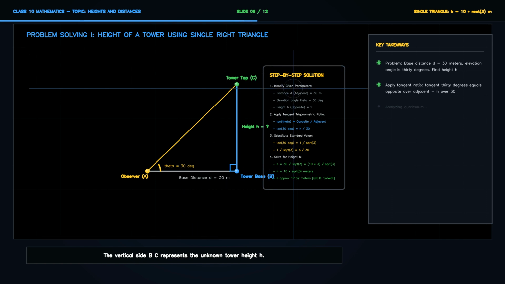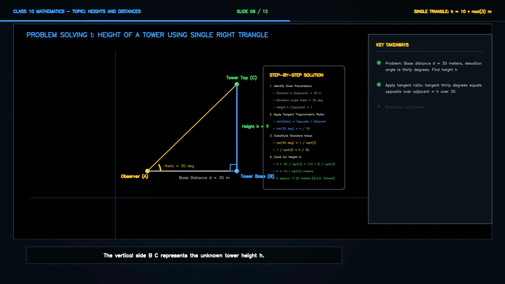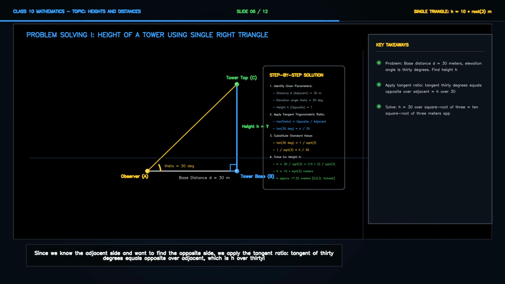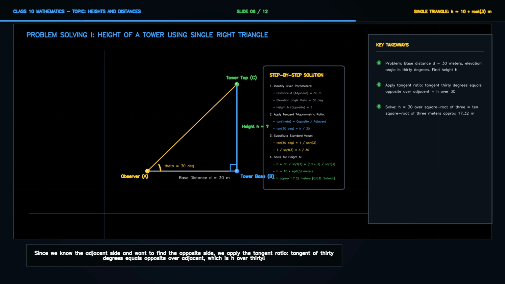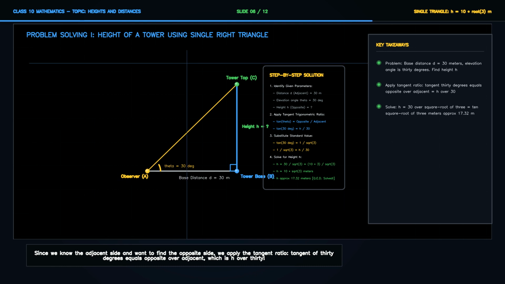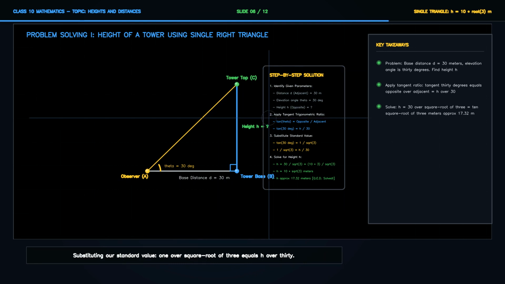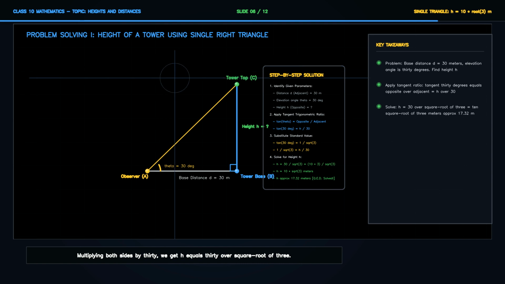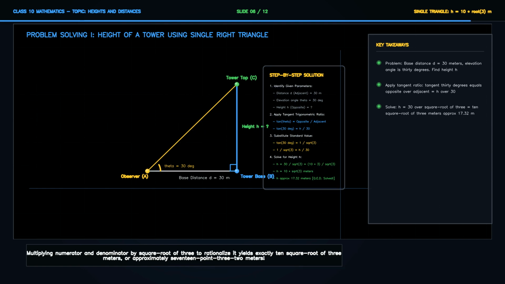Since we know the adjacent side and want to find the opposite side, we apply the tangent ratio. Tangent of 30 degrees equals opposite over adjacent, which is h over 30. Substituting our standard value, 1 over square root of 3 equals h over 30. Multiplying both sides by 30, we get h equals 30 over square root of 3. Multiplying numerator and denominator by square root of 3 to rationalize, it yields exactly 10 square root of 3 meters, or approximately 17.32 meters.